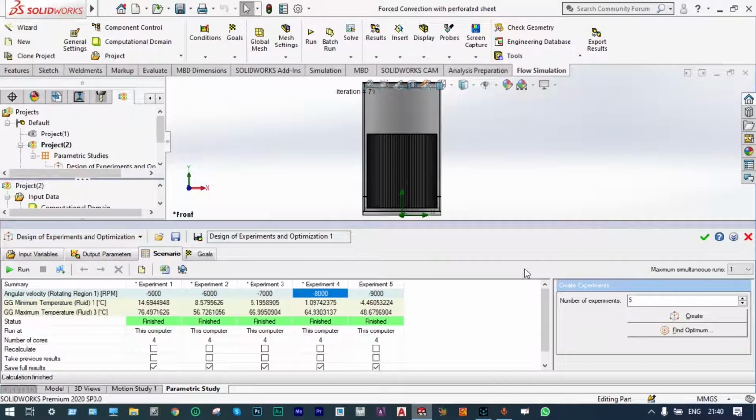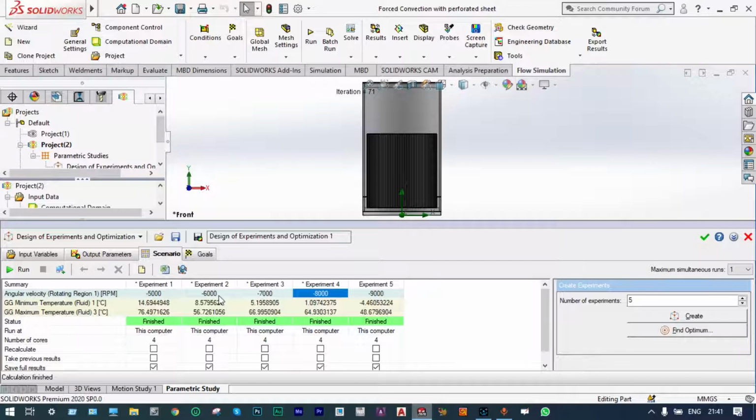With defined input variables, we got our results that when the angular velocity of the fan was 5,000 RPM, we got our maximum temperature of fluid as 76.49 degrees centigrade and minimum temperature as 14.69 degrees centigrade. When the angular velocity of the fan is increasing, we are getting better cooling. That is visible in experiment number 2, when the angular velocity was 6,000 RPM: minimum temperature is 8.57 degrees centigrade and maximum temperature of fluid is 56.72 degrees centigrade. That means we are providing better cooling with higher angular velocity.